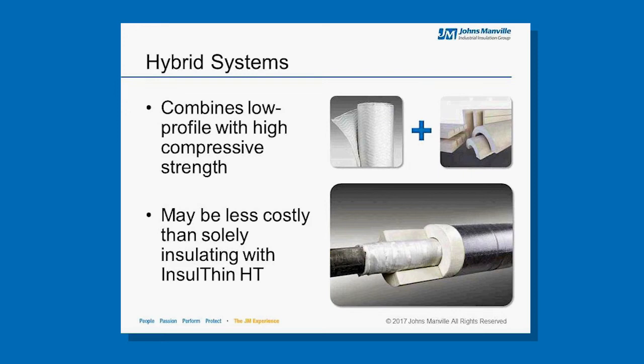You still get a lower profile because you're using the microporous hydrophobic blanket. Also, it can be less costly if you use a lower cost material like fiberglass or mineral wool on the exterior in order to reduce the cost of the system.